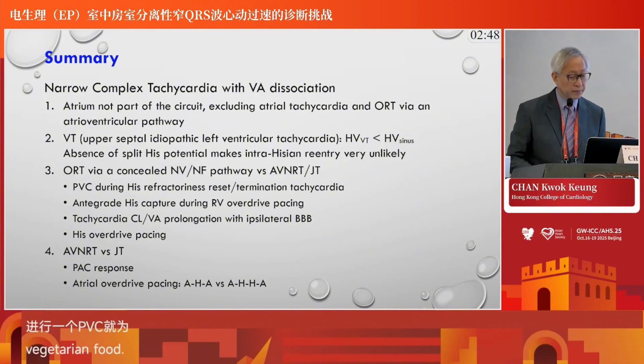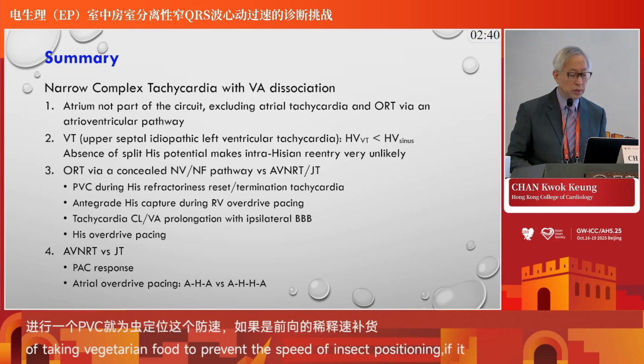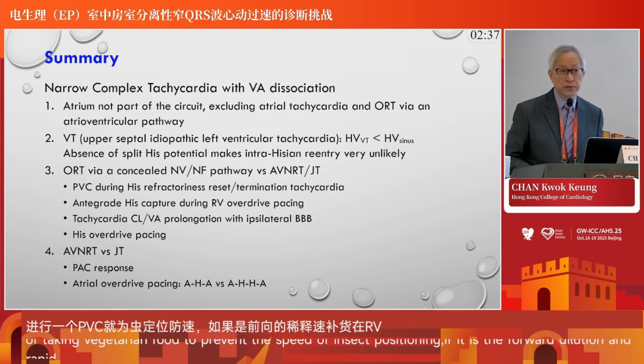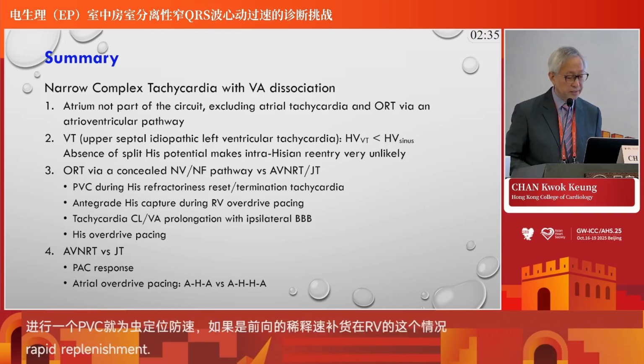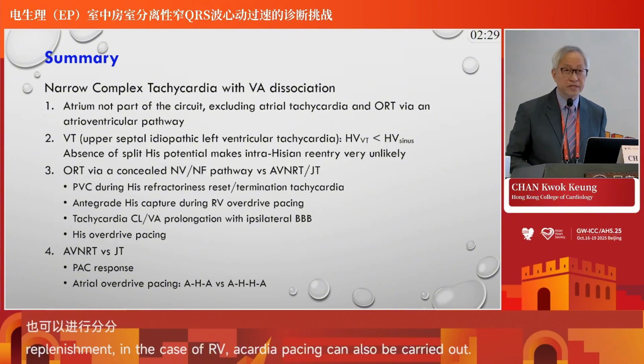And then in step 3, we differentiate AVNRT from junctional tachycardia. We can use the premature atrial contraction response, we can throw in atrial PACs, or we can use atrial overdrive pacing and see the response of the tachycardia after cessation of pacing. So this would end my talk.